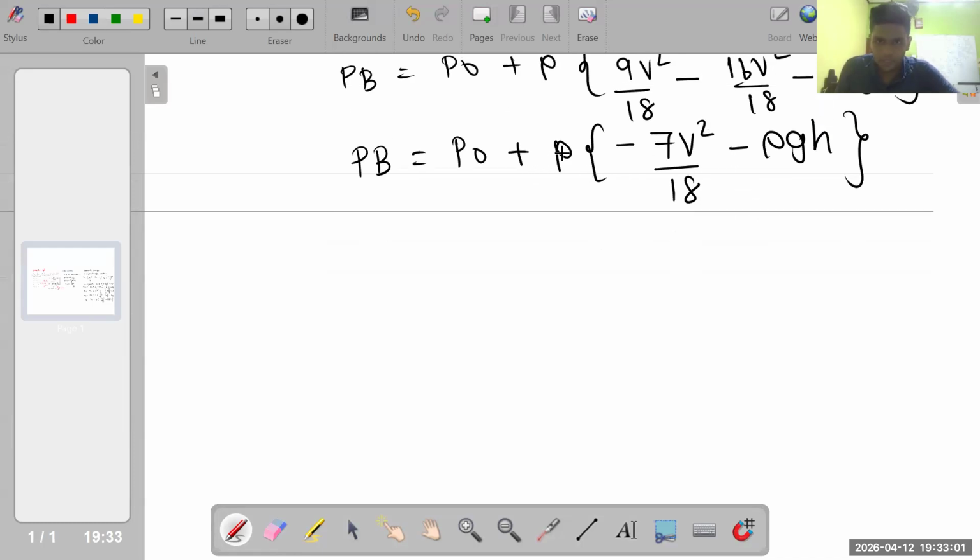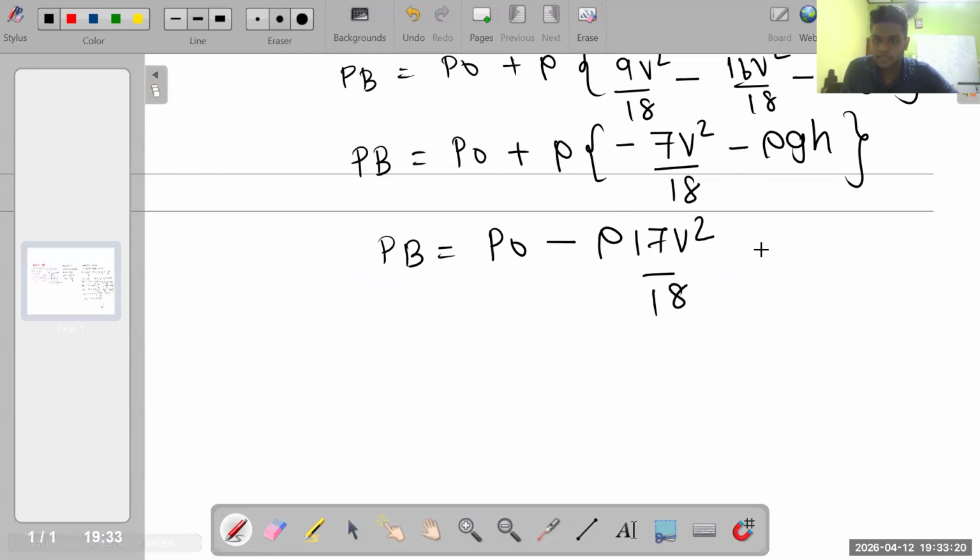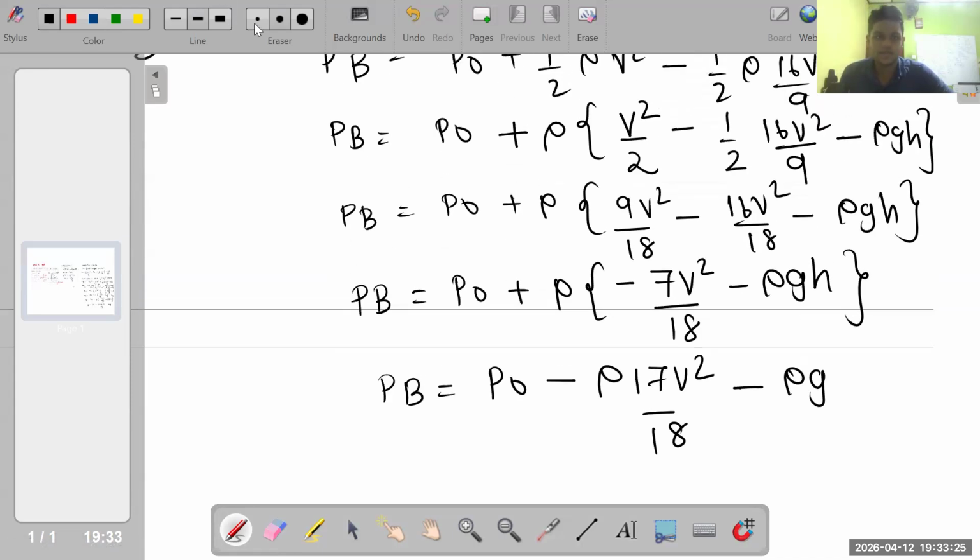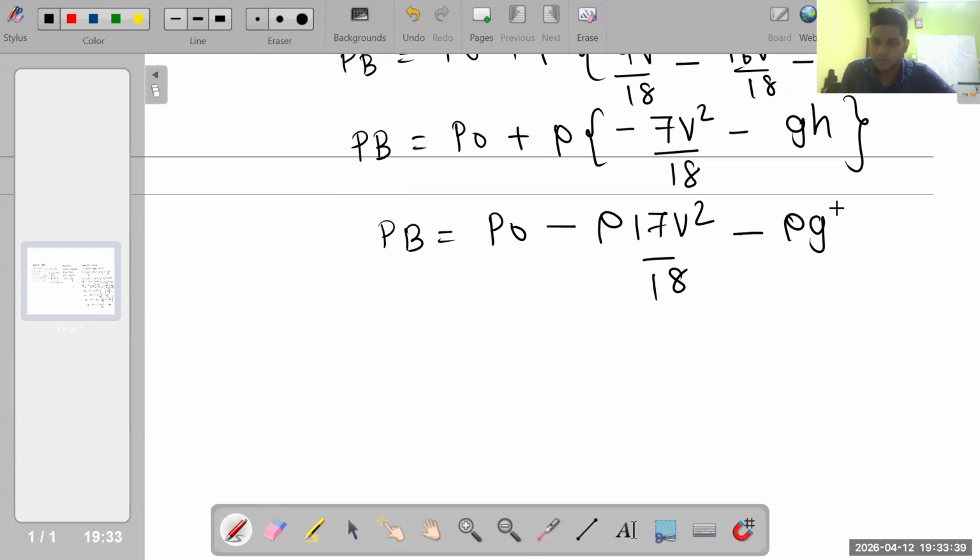So if I now take this out, which means the rho part, it will be looking like this. Just check whether it is clear. P naught minus, because plus into minus is minus, rho 17 V square over 18 minus into plus minus rho gh. Sorry, wait, a small mistake here. Because I have taken rho out here, rho cannot be considered here because rho will be out. Here also the same, and here it's fine. So it will be rho gh.